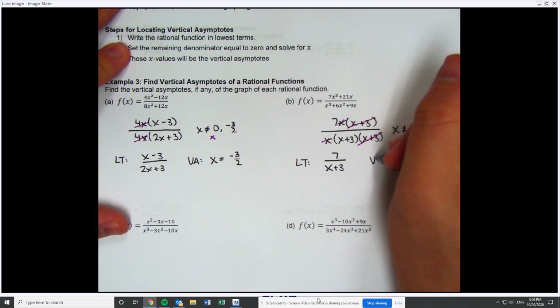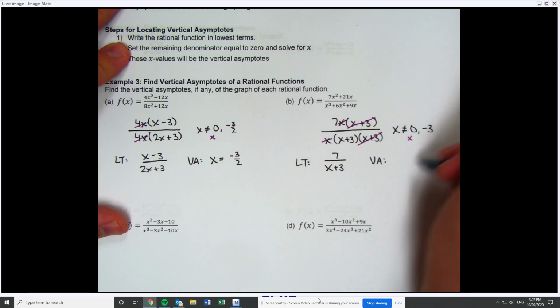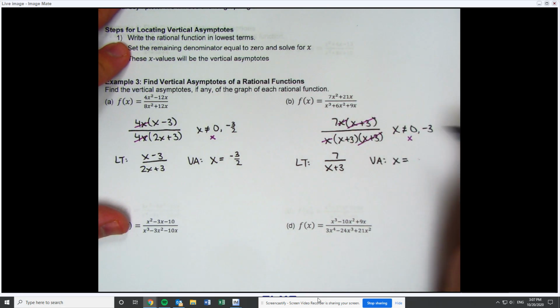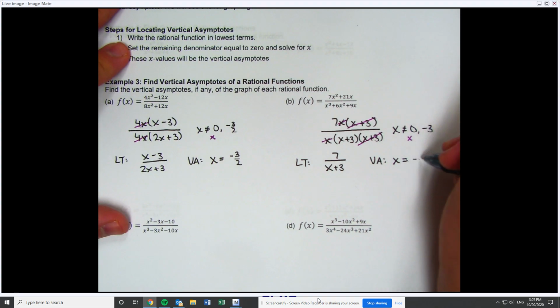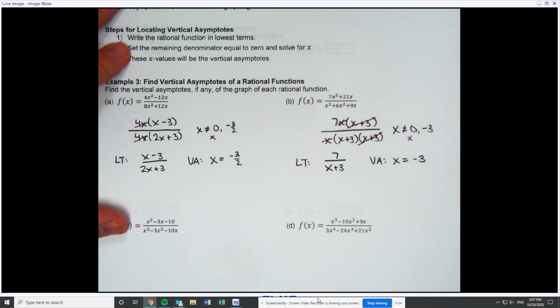Now, figuring out my vertical asymptote, the one that didn't get removed is x plus 3. Yeah, x plus 3 didn't get removed. And the negative 3 is my vertical asymptote.